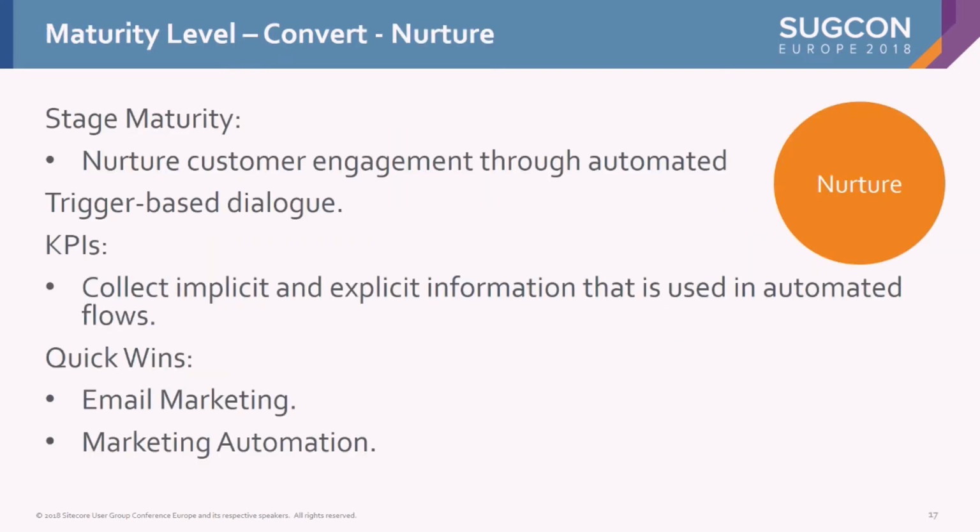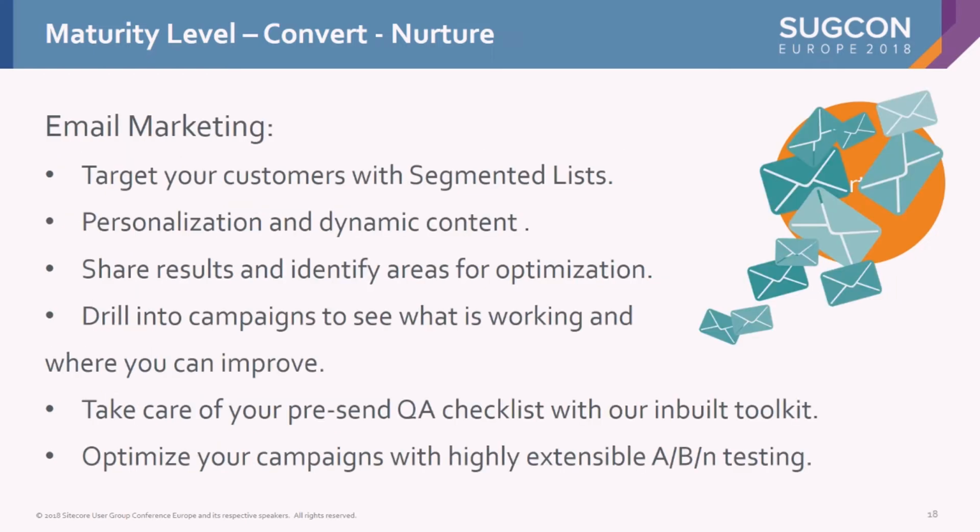So the next stage is the nurture stage, and we can look at it as an advanced optimization step where we are going to optimize the customer experience through automated channels such as email marketing and marketing automation. We're going to talk about marketing automation in a bit. And for email marketing, you can attend Pete Navarra's session tomorrow on email marketing.